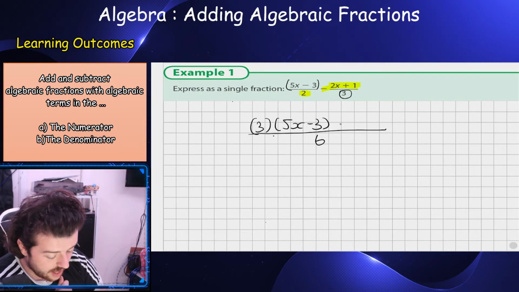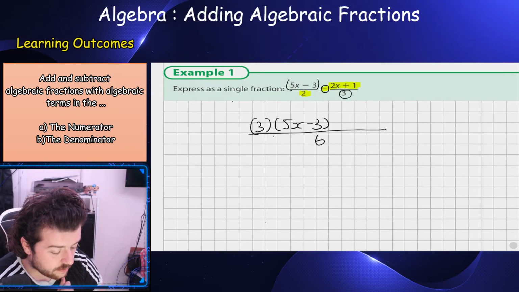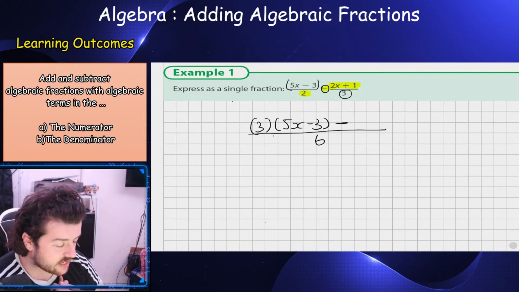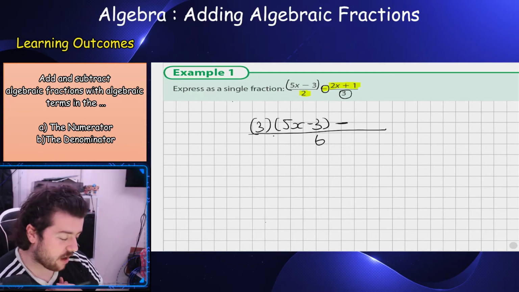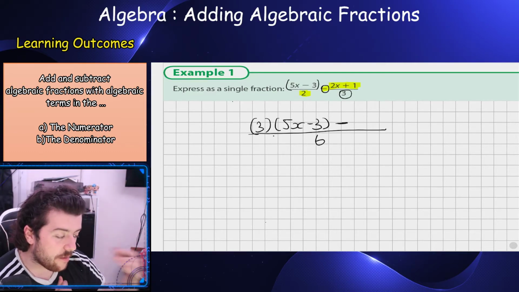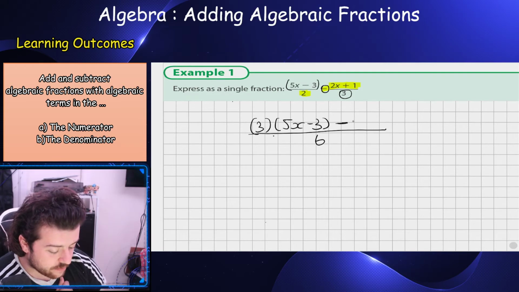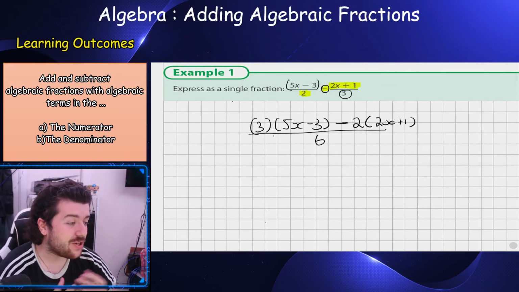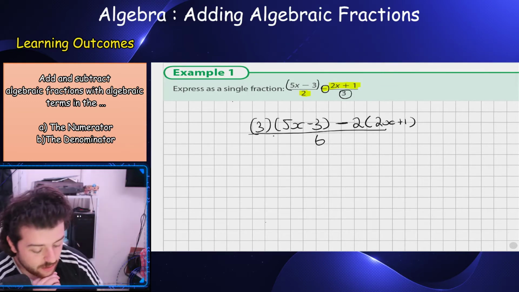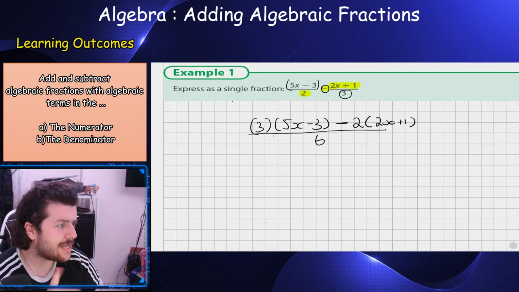Now, I have a minus sign here, so I need to adhere to the minus sign first. I put the minus sign down, and then I multiply the denominator by the right numerator. So I have 2, then bracket 2x plus 1. And now I just solve it normally, girls. That's it. Expand normally.